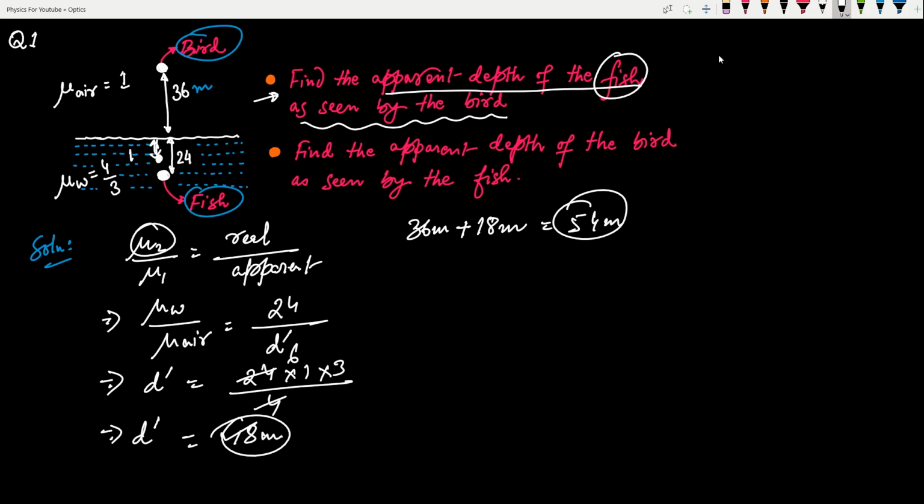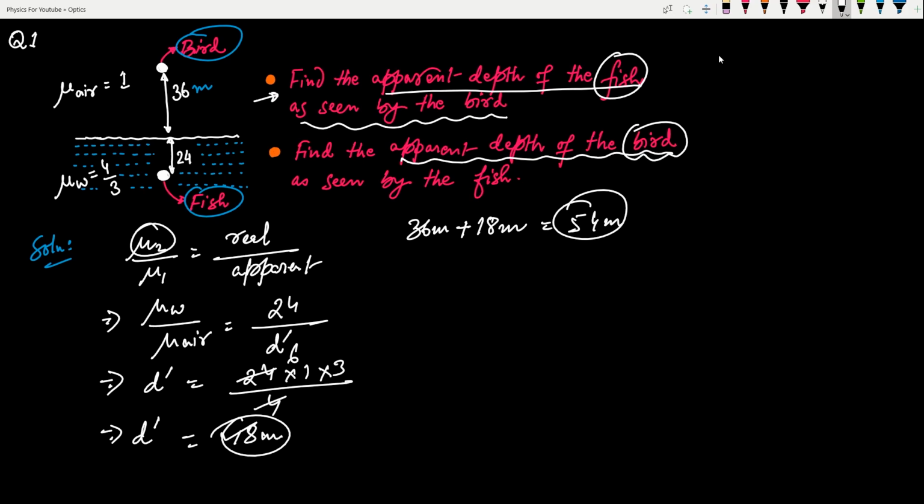Now let's look into the second part of the question and things will be very clear and solid. Now find the apparent depth of the bird as seen by the fish. Now we need to find the apparent depth of the bird. Therefore we need to find out in which medium the bird is. The bird is in the air.